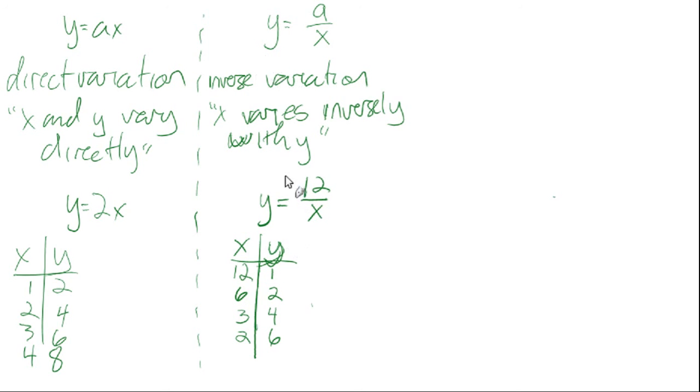So that's inverse variation, and we're going to progress through the idea of inverse variation. We're going to go right into what we call rational functions pretty quickly, and rational functions are made by having x in the denominator of your function. So this is just a little baby intro into it.